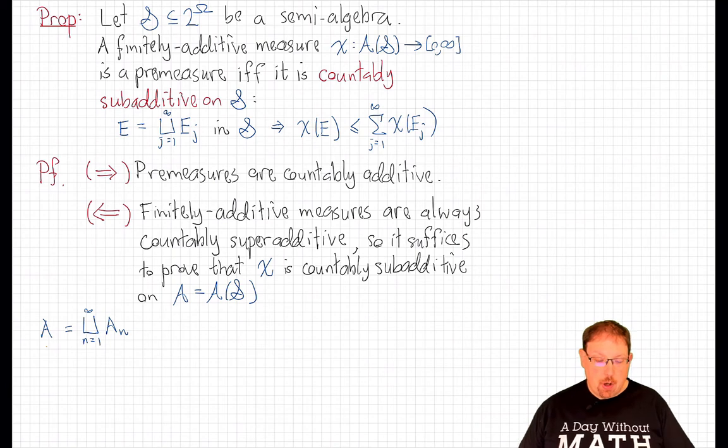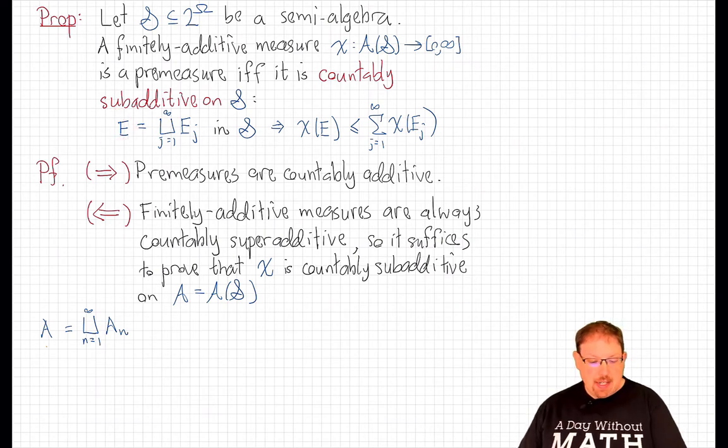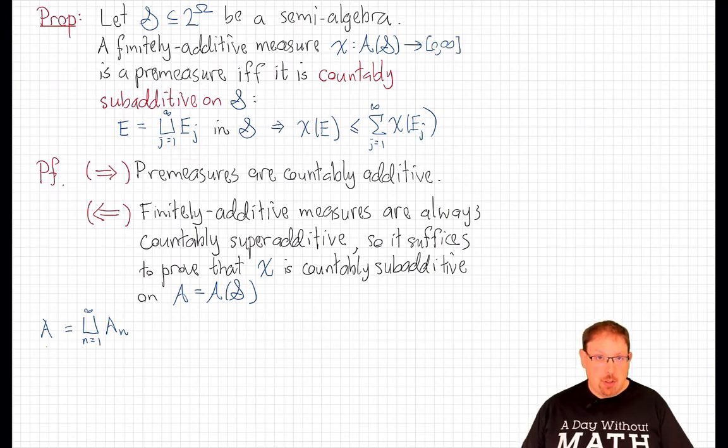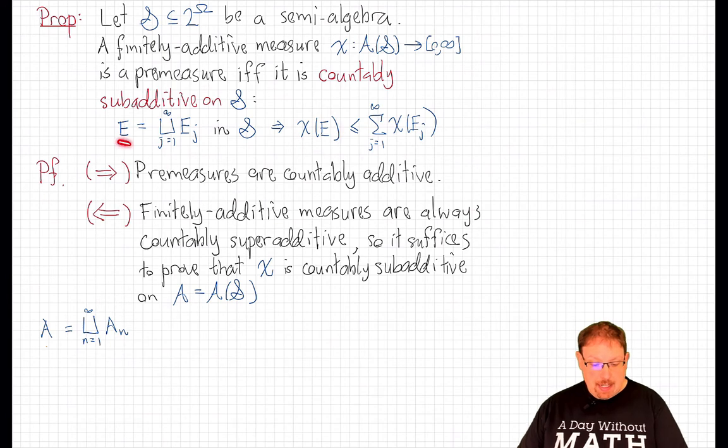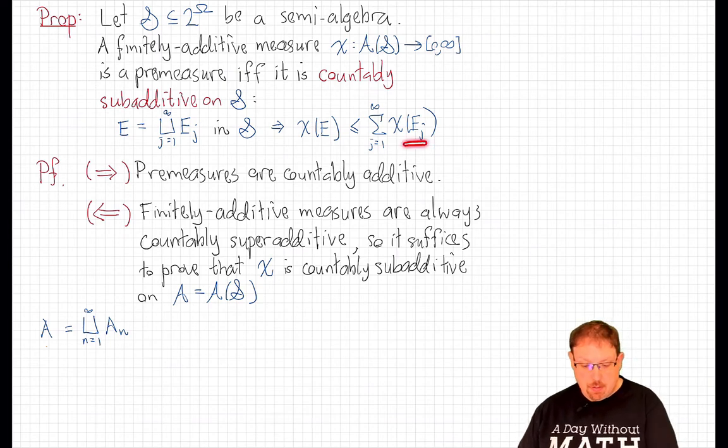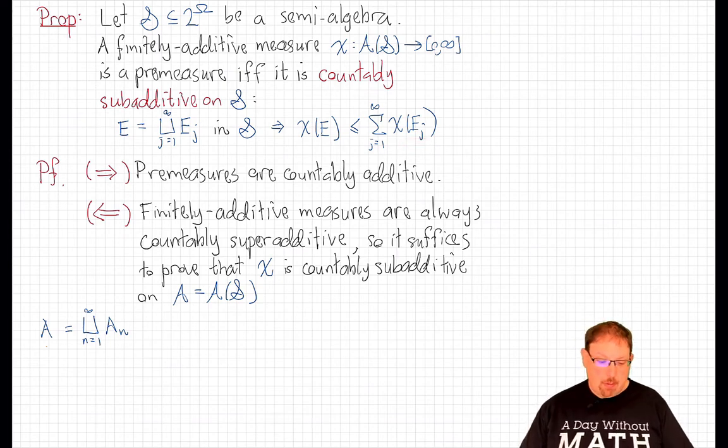In other words, all we need to verify is that if we have any set in the semi-algebra, a half-open interval, and we decompose it as a countable disjoint union of elements in the semi-algebra, half-open intervals, then the finitely additive measure of that set E is no bigger than the sum of the finitely additive measures of the pieces. That's what we need to prove, and let's prove it now.